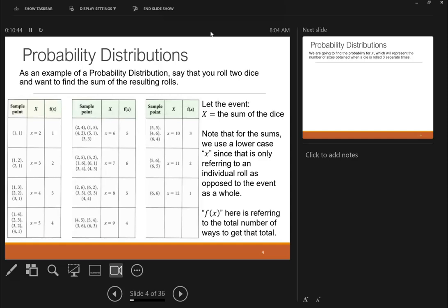So in my diagram here, the sample points, these are the individual outcomes, right? And f of x is the number of outcomes in that event. So lowercase x is equal to 2 is the event. 1, 1 is the outcome. And f of x is the number of outcomes for the event x equals 1.